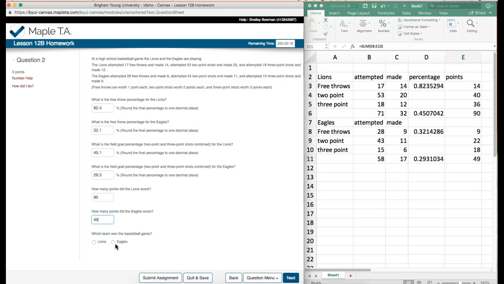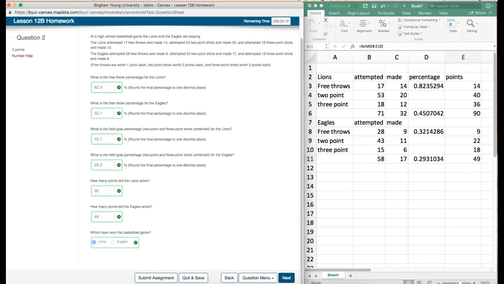And which team won the basketball game? The team that scored more points was the Lions. We will verify and move to the next one.